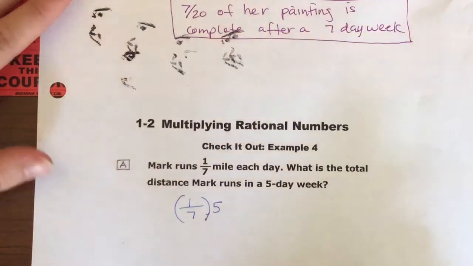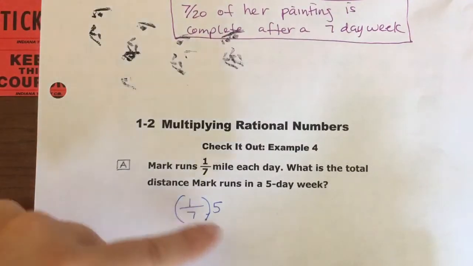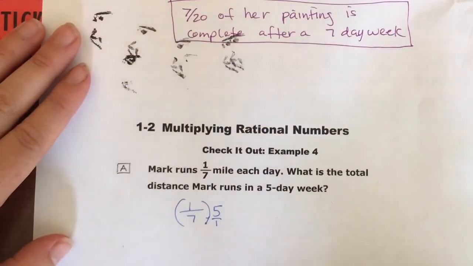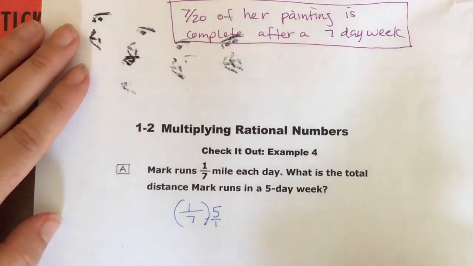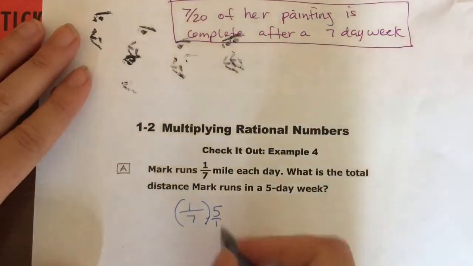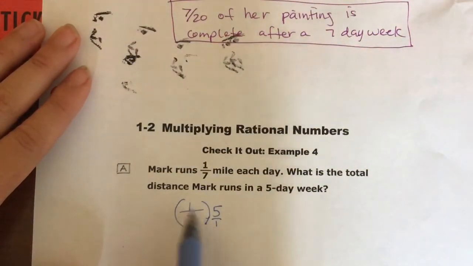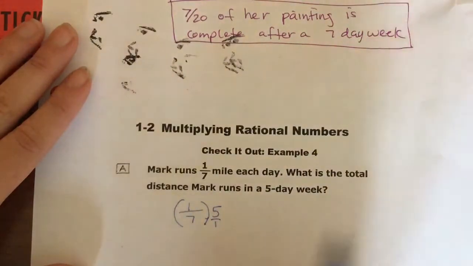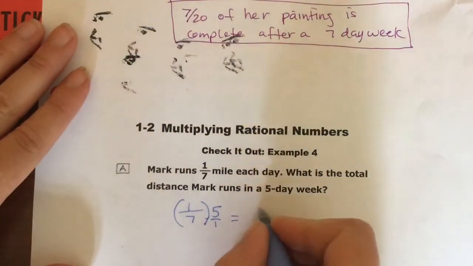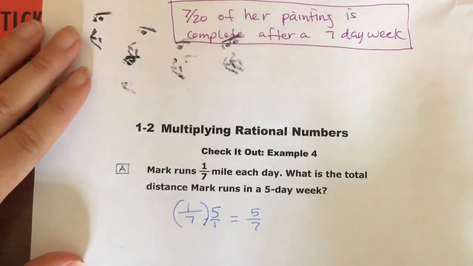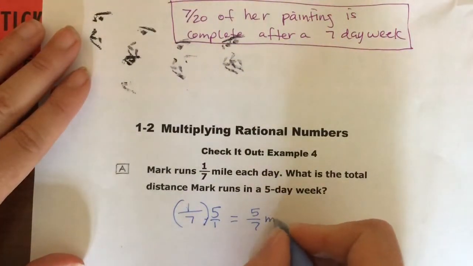So we're just going to do the multiplication of the rational numbers again. We're going to turn 5 into a fraction by just saying 5/1, because 5 divided by 1 is the same thing as 5. And then we're going to multiply. First, we look to cross cancel, and then just multiply across. Are there any common factors between 1 and 1? No. Any common factors between 5 and 7? No, there's not. So then we just multiply across. 1 times 5 is 5, and 7 times 1 is 7. So basically that means he runs 5/7 of a mile.